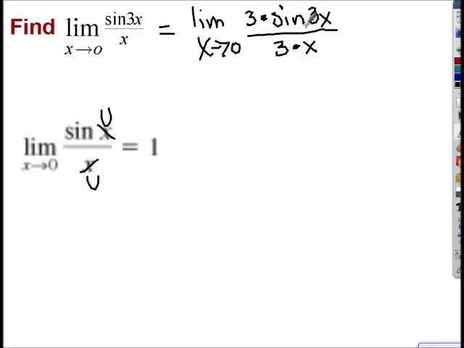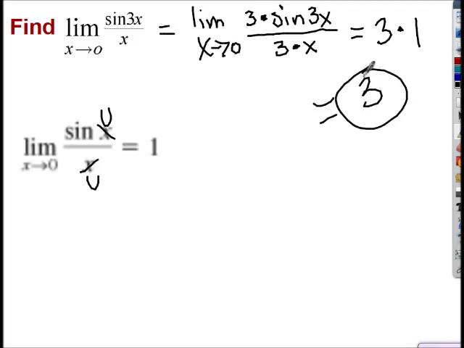So I know now that this will equal 1, and then I still have this constant of 3. When I evaluate, I'll just say 3, my constant, times sine of 3x over 3x. We know when we're finding the limit as x approaches 0, because of this identity, that will equal 1. So overall, my limit is just 3.